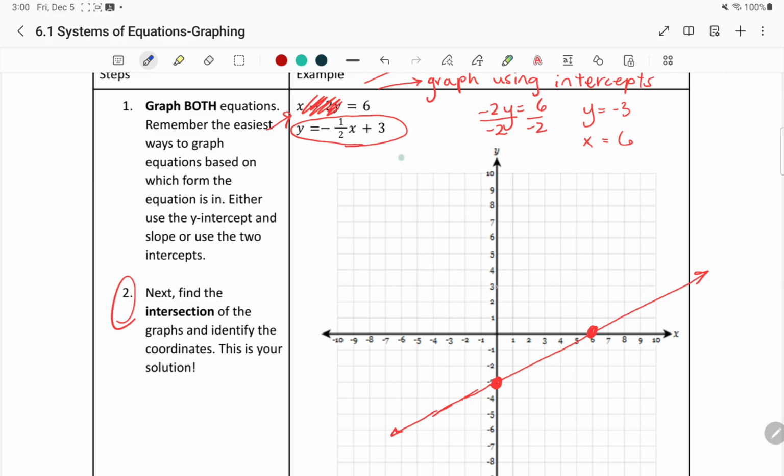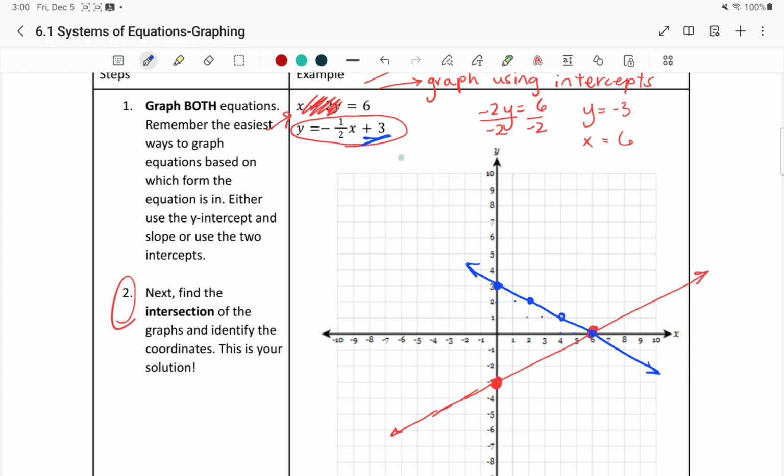So I plot my y-intercept first, which is 3, the number without the x. And then I am going to count my slope. My slope is negative 1/2. So down 1 over 2, down 1 over 2, and there we go. Connect your dots. And there's my system graphed. So I have 2 equations on the same line. That's what it means to have a system.